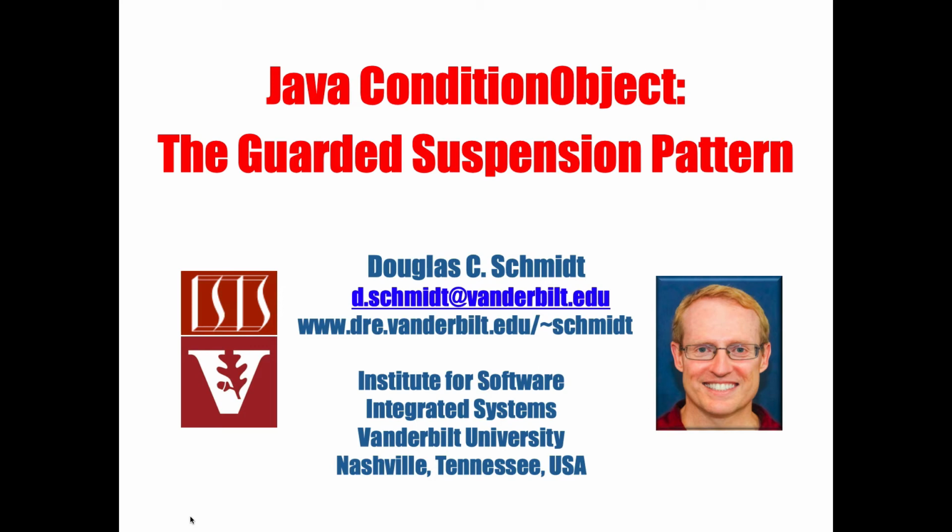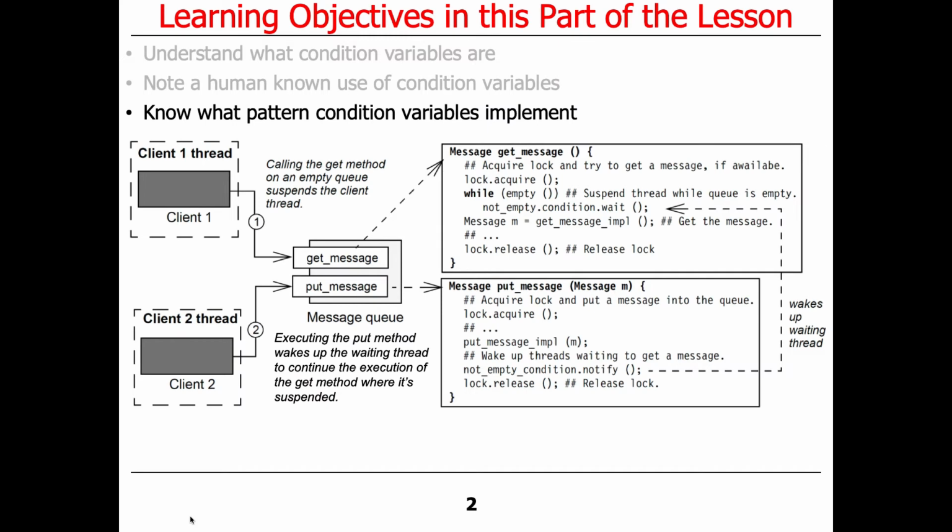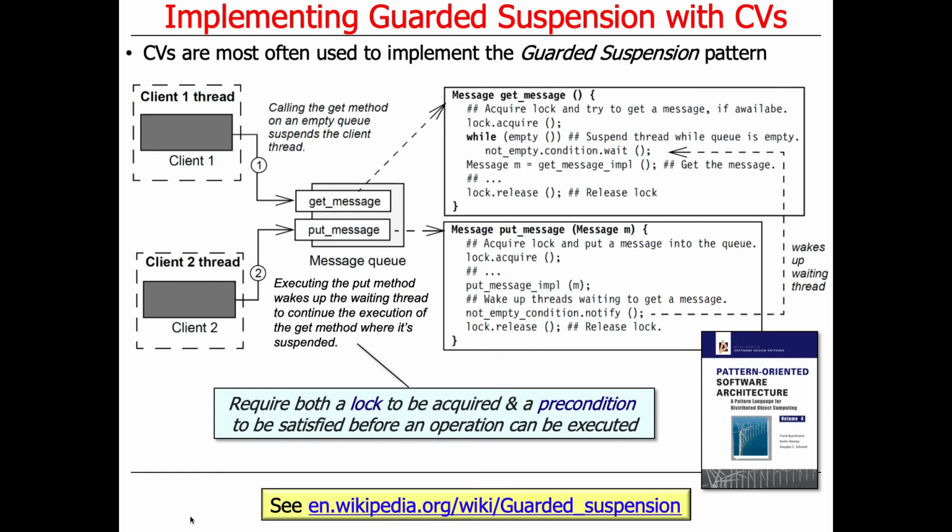Now that I've given you a high-level overview of what a condition variable is, let's talk about the guarded suspension pattern, which is very famous and appears as documented in a couple different places. So we typically use condition variables to implement the guarded suspension pattern. This is a pattern that's documented several places, one of which is the POSA 4 book, of which I'm a co-author. And this pattern requires both a lock to be acquired and a precondition to be satisfied before an operation can be executed.